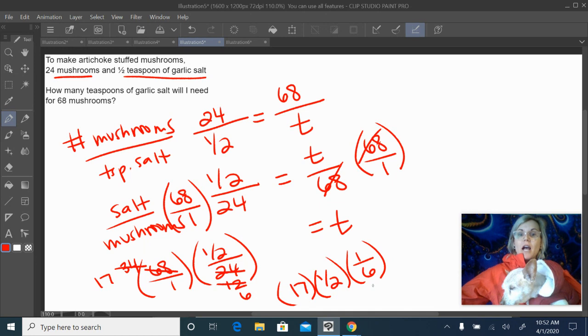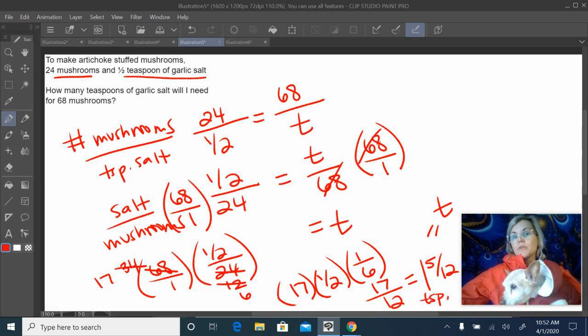So now I have 17 over 12. 12 goes into 17 one time. There's 5 left over. So that means that all of this is equal to T. And my unit, I'm solving for teaspoons of salt. So 1 and 5/12 teaspoon of salt.